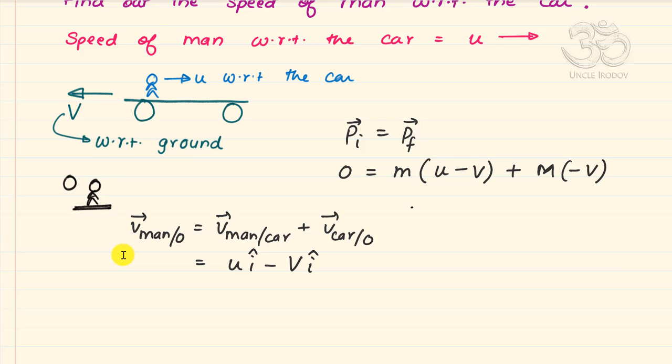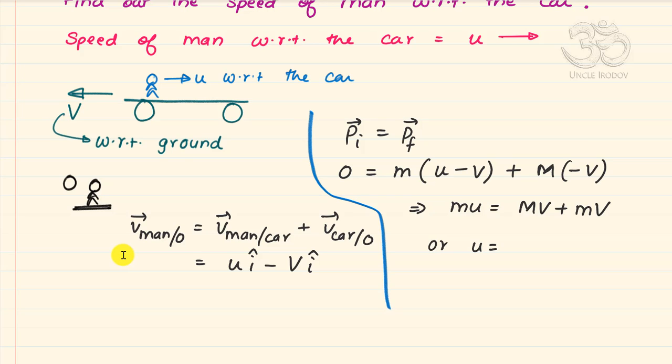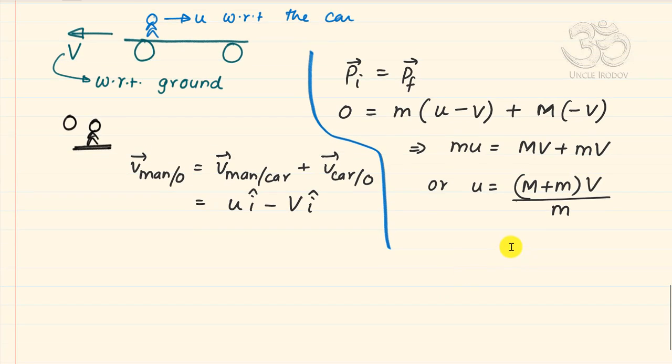And what you are going to get is small m u is equal to big M V plus small m V, or u is equal to big M V plus small m V, or I can take that V common, so u equals big M plus small m times capital V divided by small m. And you will see that the man will always have to walk faster than the speed at which the car recoils from the ground frame, because the numerator is greater here. So that's how we get to the answer. Any issues with that, people?